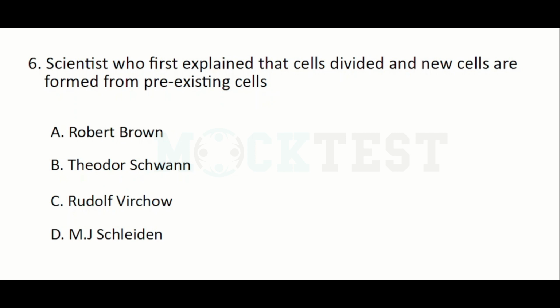Scientists who first explained that cells divided and new cells are formed from pre-existing cells. Option A, Robert Brown. Option B, Theodor Schwann. Option C, Rudolf Virchow. Option D, M.J. Schleiden. The answer is option C, Rudolf Virchow.